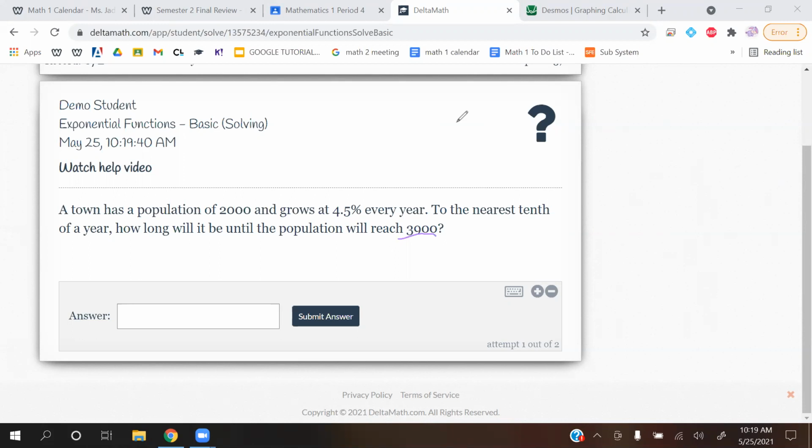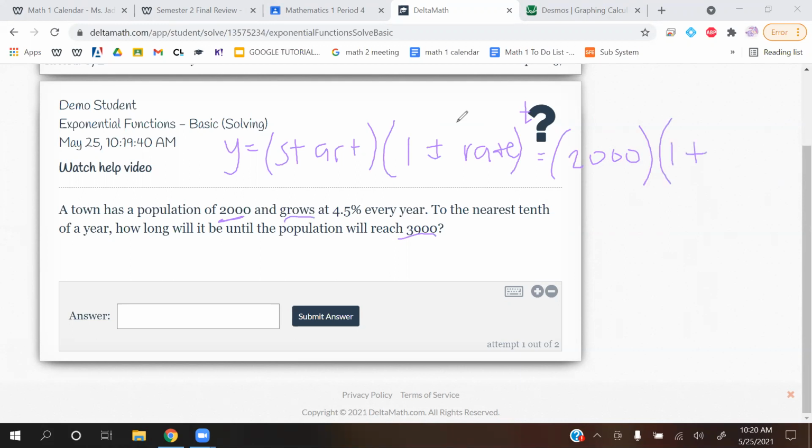So let me write out the equation format. Same thing as before. Start and then 1 plus or minus the rate, and then raise it to the power of t. So let's write it out. So the starting number, town has a population of 2,000. That's your starting. And then it's growing, so I'm going to do a 1 plus, not a minus. I'm going to do a plus because it's growing. I'm going to take that 4.5% and move the decimal 2 times to the left. So it's 0.045.